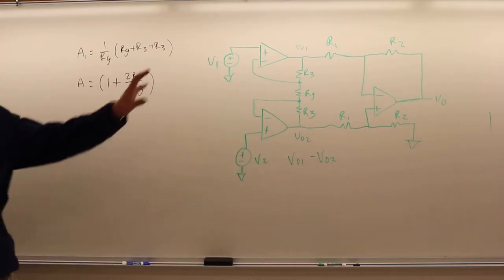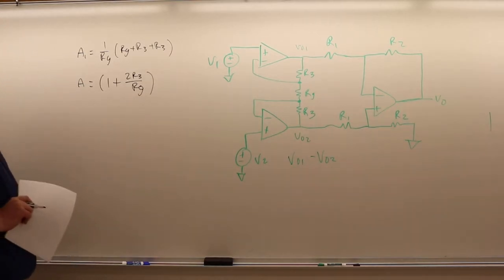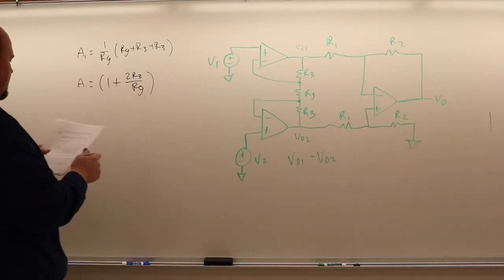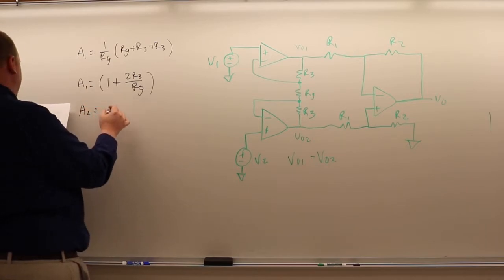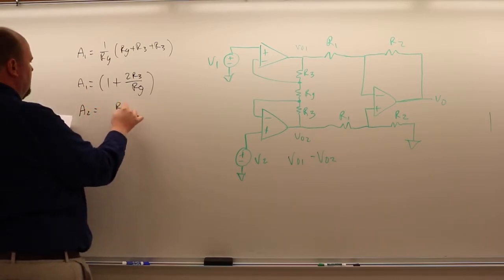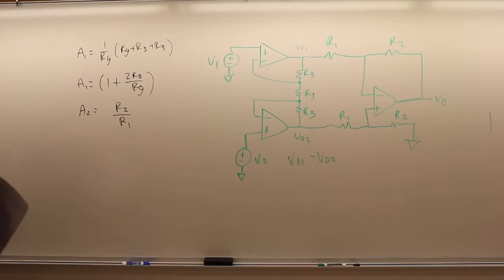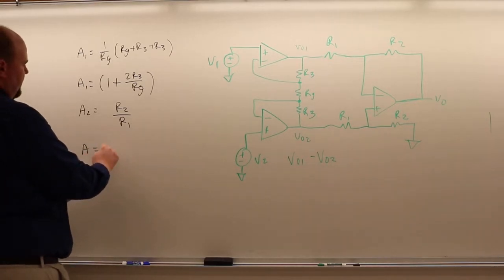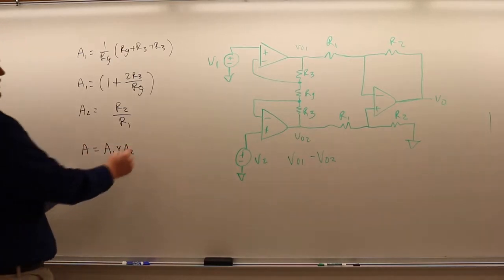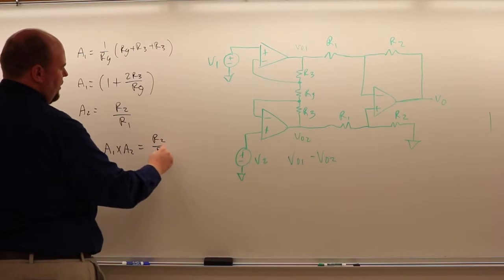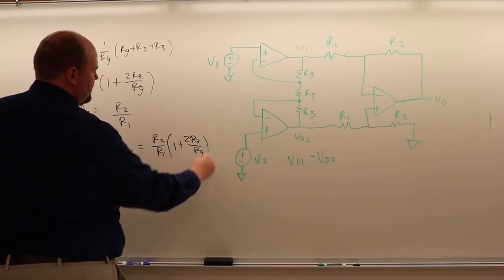And then we know the gain of the second stage. The second stage is going to be a standard difference amplifier, and we labeled our resistors to show that we have equivalent resistor values. So we know the gain of the second stage, A2, is going to be R2 over R1. And that allows us to look at the overall gain of the amplifier, A, which is going to be A1 times A2, the gain of the first stage times the gain of the second stage, which is R2 over R1 times 1 plus 2R3 over Rg.